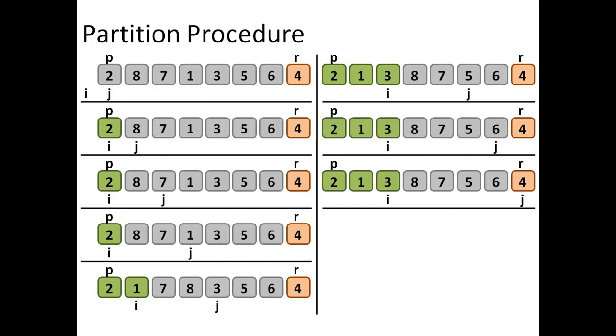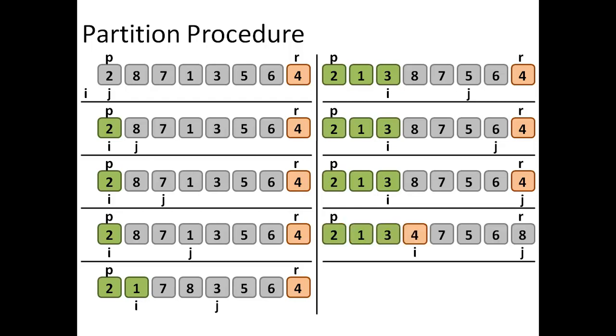Finally, in order to complete the partition procedure, we have to swap A[I plus 1], that is element 8, with the pivot element, that is 4. So we are done with the swapping, and with this we have finished the process of partition, and the pivot element 4 has reached its correct place. Left part of 4 has elements 1, 2 and 3 which are less than 4, and right of 4 has all the elements which are greater than 4. So this is actually the first iteration of the quicksort algorithm.